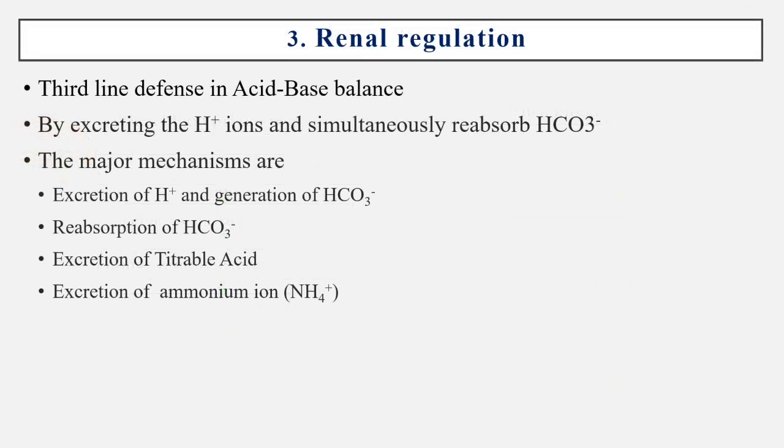Next, coming to the renal regulation of blood pH. This is the third line of defense in acid-base balance, by excreting the H+ ions and stimulating the reabsorption of bicarbonate. Four major mechanisms are there: excretion of H+ ions and generation of bicarbonate, reabsorption of bicarbonate, excretion of titratable acid, and excretion of ammonium ions.